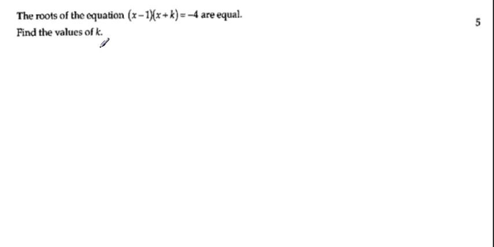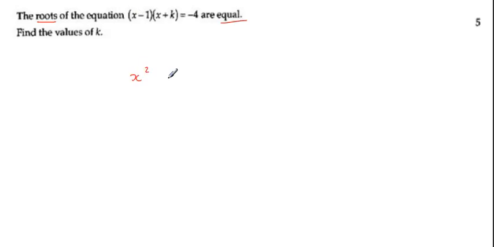Okay, question 4. We're looking at the roots of the equation being equal, and we need to find the values of k. As soon as we start talking about equal roots, we know that's the discriminant. More specifically, the discriminant being equal to 0, because the discriminant equals 0 for real and equal roots. The problem here is that this is not set up to use the discriminant because it's got brackets and it's not equal to 0.